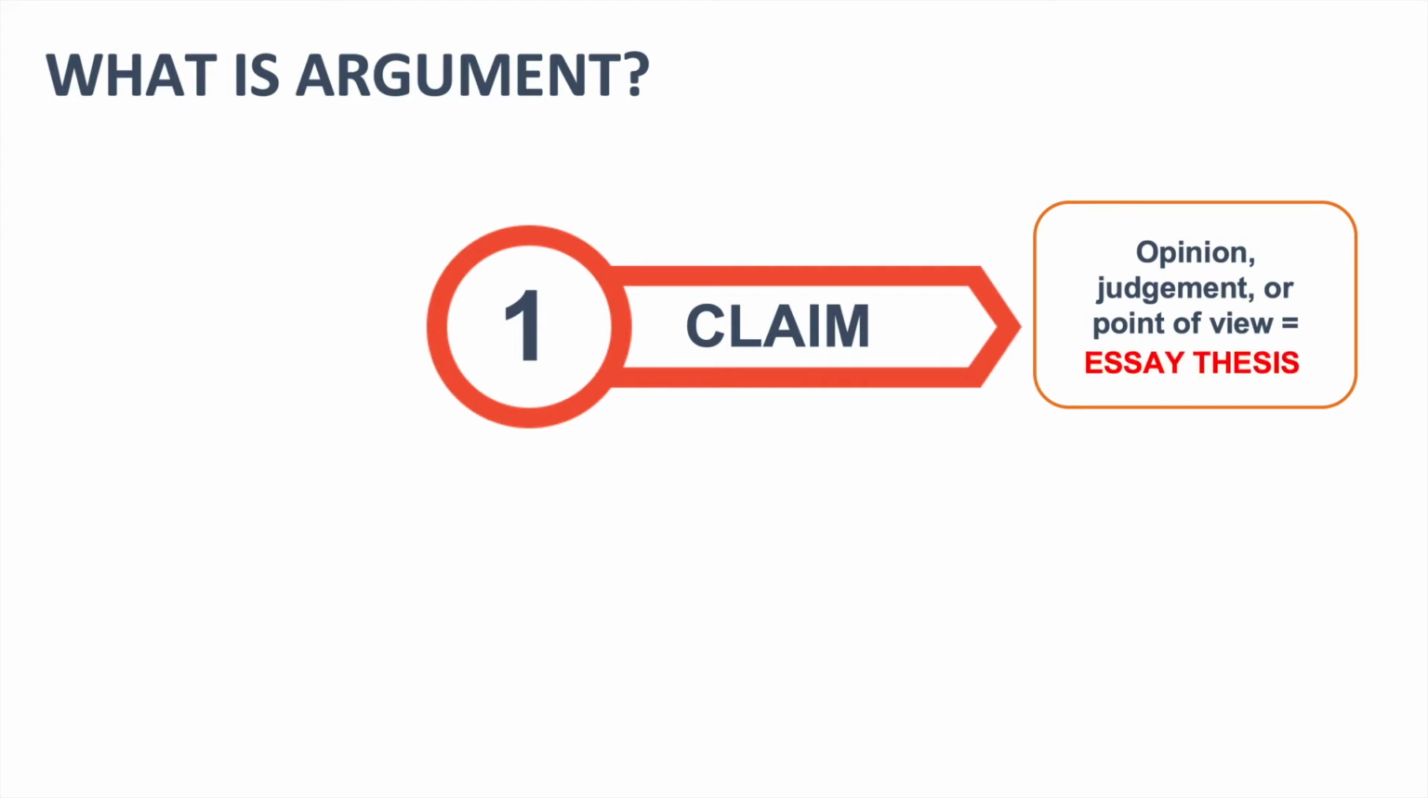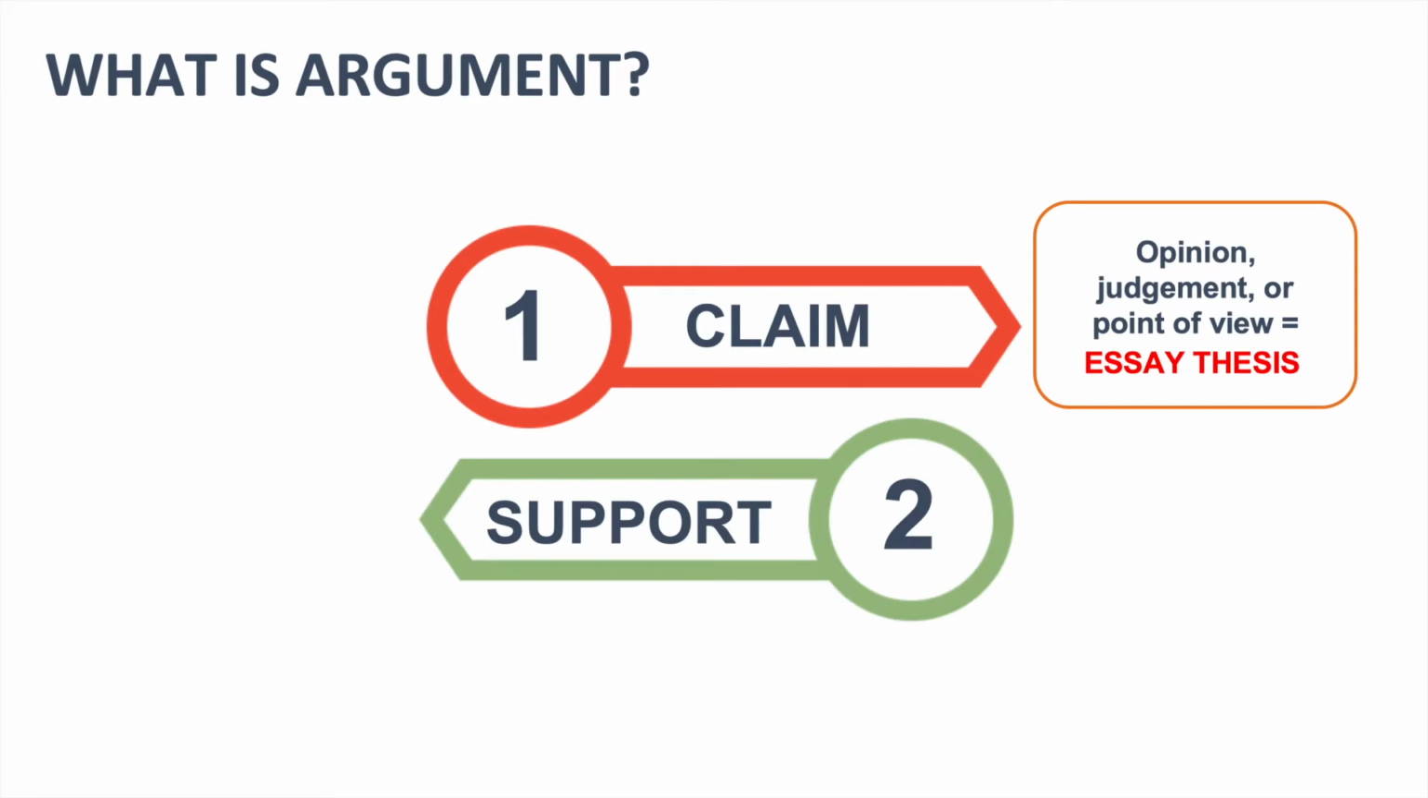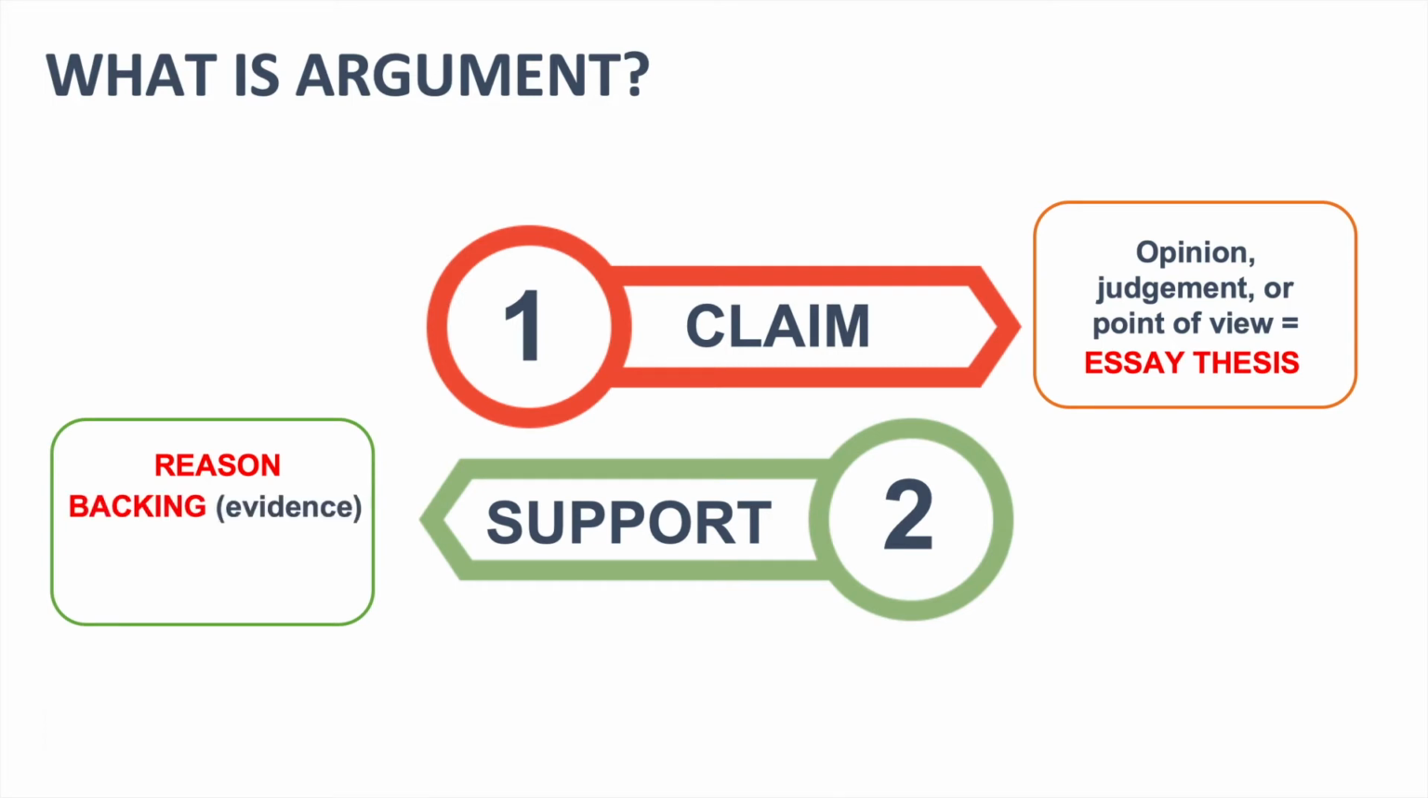The second part of the argument is the support. The support has the purpose to convince the reader to accept the claim. This support consists of three things. First, reasons, or why the writer thinks the claim should be acceptable to readers. Second, is the backing to justify the claim. It can be in the form of evidence, explanation, or further justification.